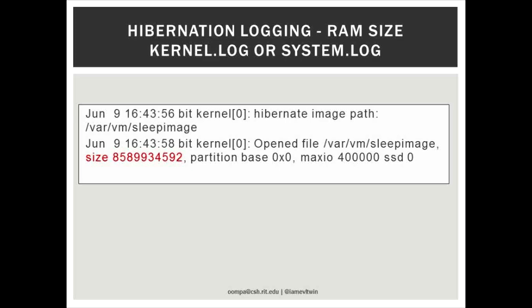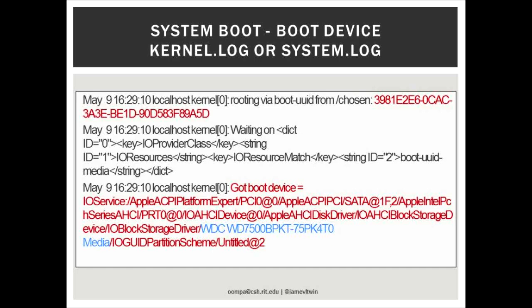Shown in the kernel.log or system.log, we can see the var VM sleep image. We could do a keyword search for that, and the size I have highlighted there is the size of the RAM. The sleep image file is basically like a hybrid file on a Windows system. This particular one is 8 gigs in size.